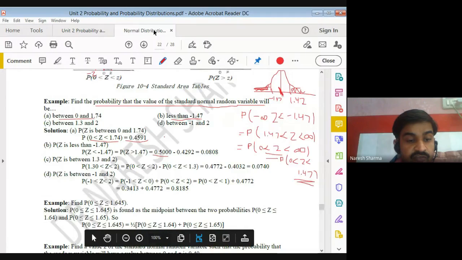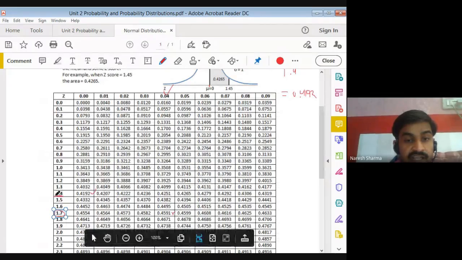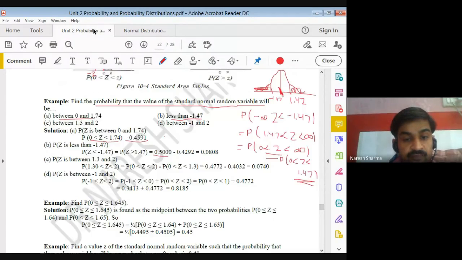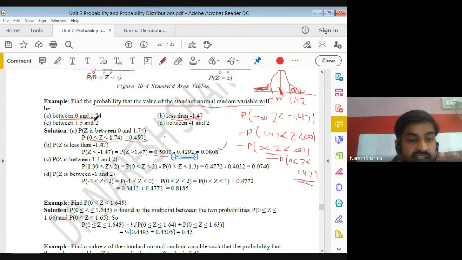If you see, 1.4 is this row, and the corresponding 7 column gives 0.4292. So we write 0.4292 here. If we take the difference, that gives 0.0808, which is the required probability, right? So let's see another example.